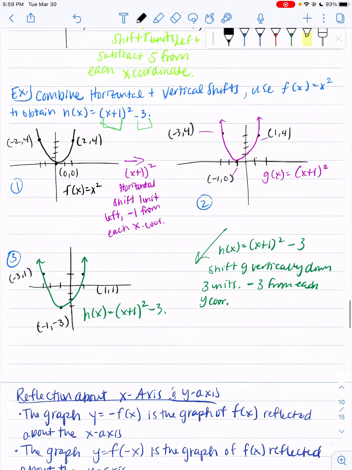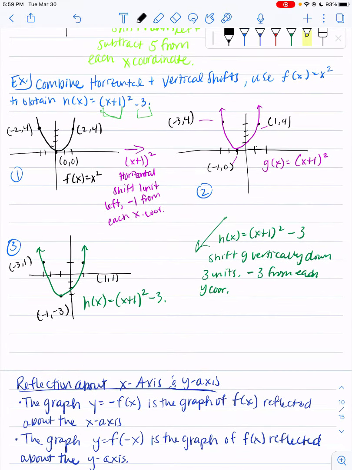Okay. In this example, I'm going to be combining horizontal and vertical shifts. I'm going to use f of x equals x squared, and that's our parent function, and we want to obtain h of x equals (x plus 1) squared minus 3. So the x plus 1 is our horizontal shift, and then the minus 3 is the vertical shift. First, I have my parent function. So I have points for my parent function, and that's going to be f of x equals x squared.